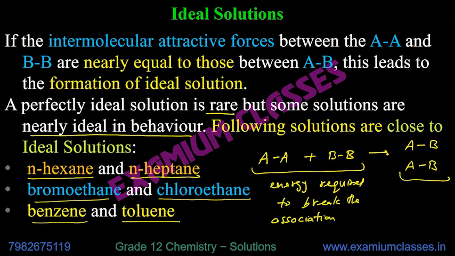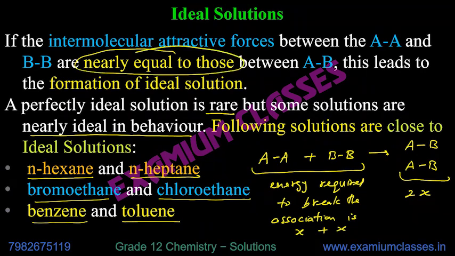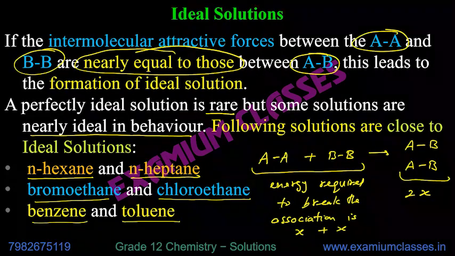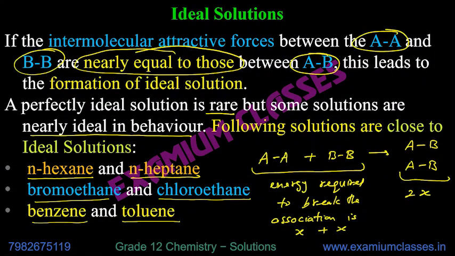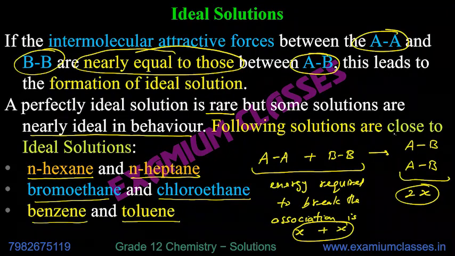is X plus X, that is 2x. Here the energy required is also 2x, because AA, BB, and AB intermolecular attractive forces are nearly the same. So in this form 2x, in this form 2x, so there is no change in enthalpy. That's why delta H of the mixture is 0, final minus initial. Is that clear now?